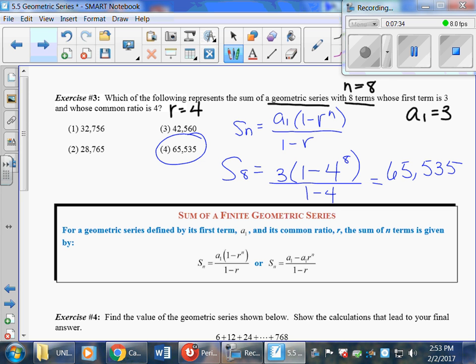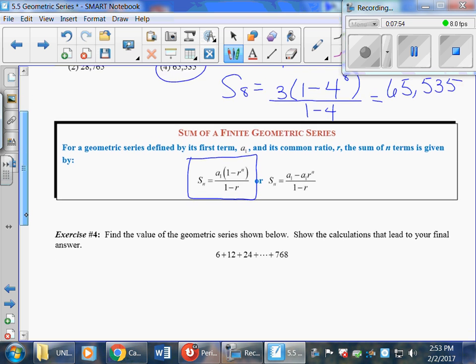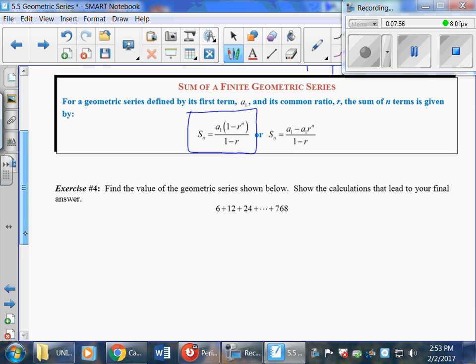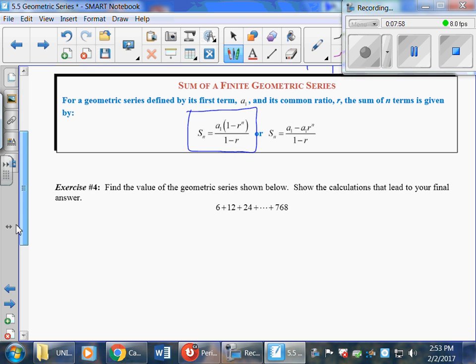So down here in the box is just a repeater of the formula that we've written down a couple of different times now. Again, I like using this particular one. I'm not a fan of this one here on the right, but if that works for you, that's fine too. But like I said, you don't have to know this. This is on your reference sheet. When we're talking about a geometric series, you're talking about those 2 formulas that we wrote down at the beginning.